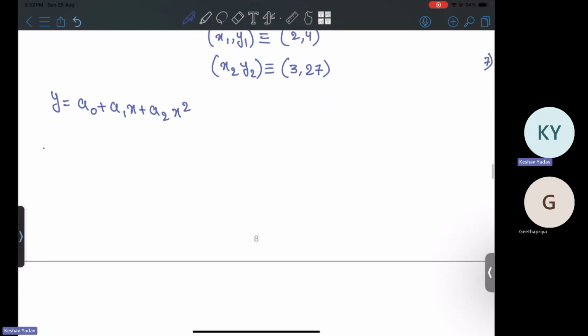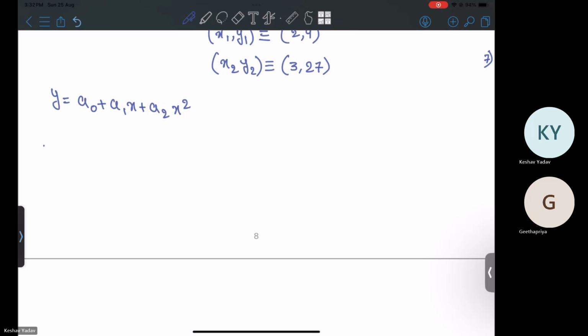Okay. So we'll put the value here. Y0 will be equal to a0 plus a1 x0 plus a2 x0 square. That will lead to y0 equal to a0 plus a1 plus a2, if I put x0 as 1 and y0 as 1. Okay, this is my equation 1.